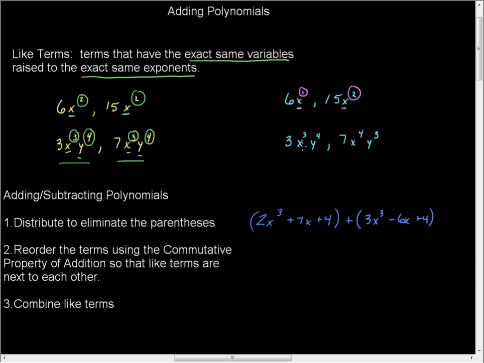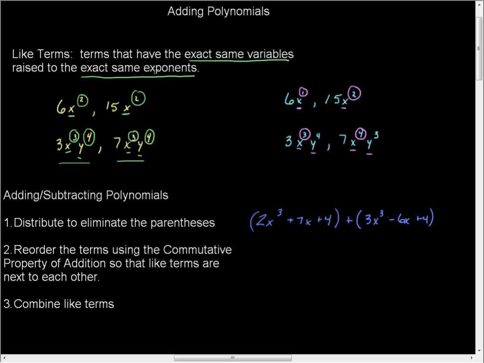Now, let's go down here to the second one, and then I'm going to go ahead and explain a little bit more conceptually why like terms are what they are. If you look, we have x's and y's in both terms. That's good. But if you look at the exponent on x, it's a 3 on the first term and a 4 on the second term. Stop. At this point, they're not like terms. They don't satisfy the exact same exponents condition.